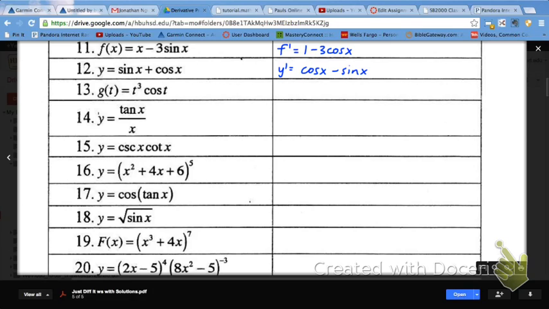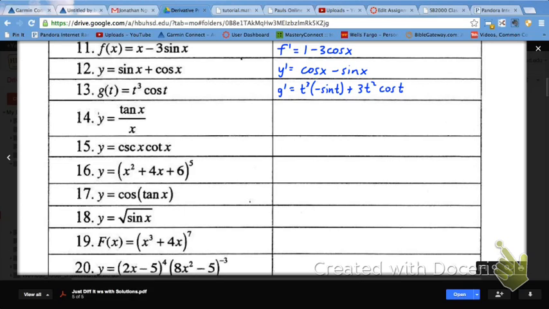Okay, 13, we have g prime of x. G prime is equal to, we have the product now of two functions. The first, which is t cubed, multiplied by the derivative of the second, which is negative sine of t, plus the derivative of the first, multiplied by the second, cosine of t. Okay.